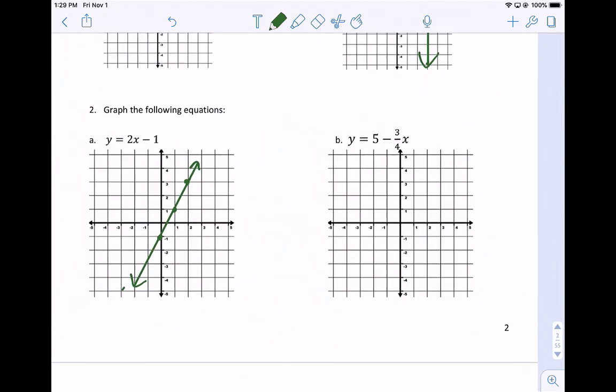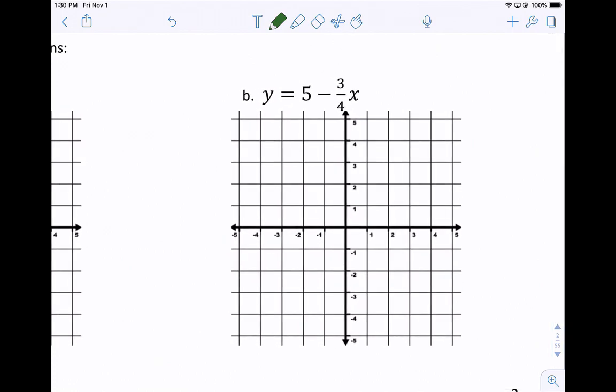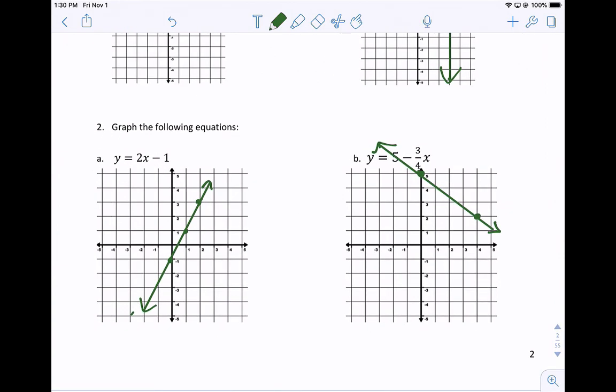How about this one right here? This one, they put the y-intercept first, the number by itself, so 5, but it's a negative slope, so we're going to go down and to the right instead of up and to the right. So we're going to go down 3, over 4. You can do that a few times or just twice, and then we'll connect our line. And so here's the equation of the line 5 minus 3/4 x.